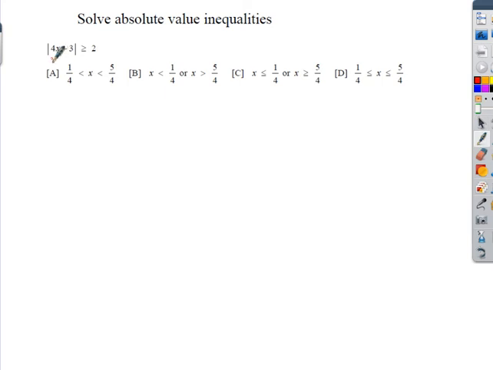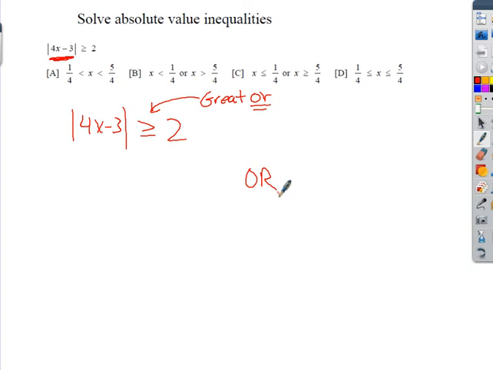And the first step in this is always going to be to isolate the absolute value portion. And this one already has it isolated, so I want to start with this. It says this all is greater than or equal to 2. Alright, I'm going to mispronounce this. Greater. I'm going to misspell it. And that just helps me remember greater than is going to be an or kind of a statement, and I'll show you how that works.